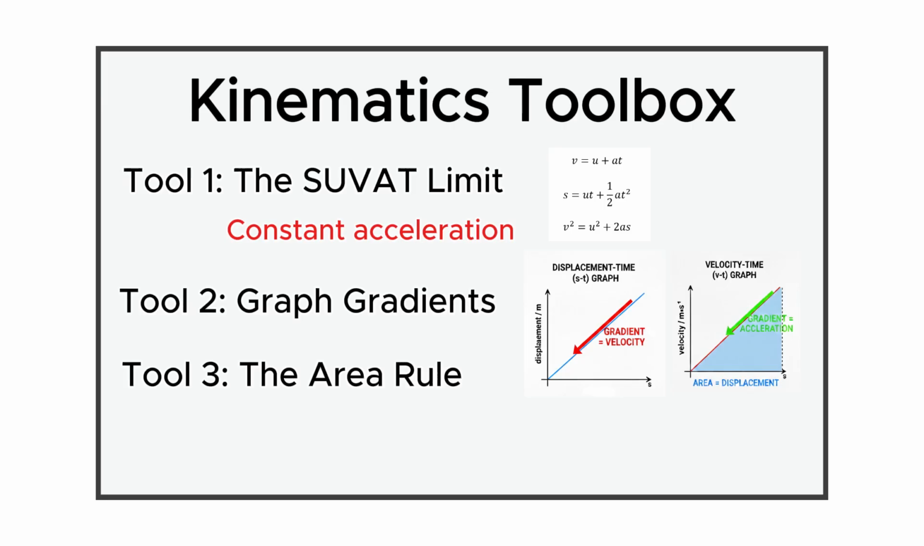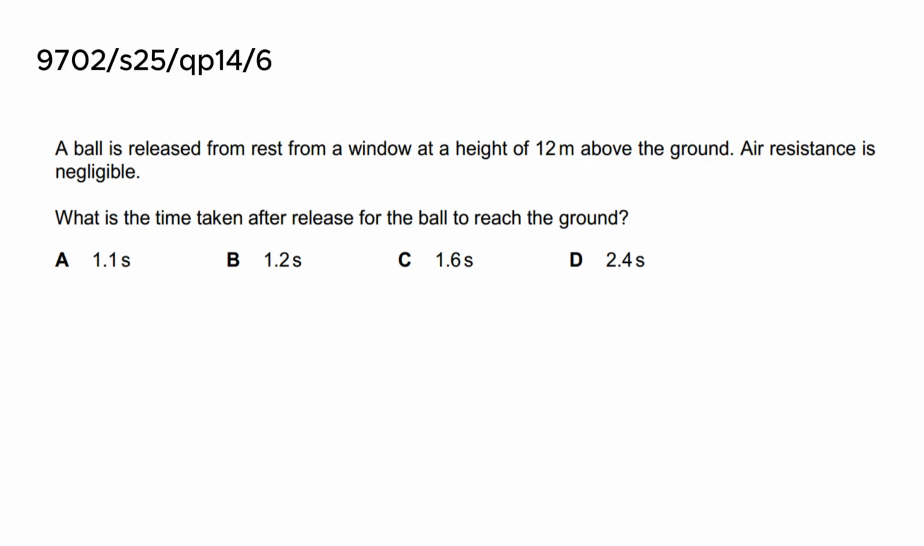Toolbox packed. Now, let's see how the 2025 examiners tried to trip you up. Starting with a pure calculation from paper 14. Here's the first question. We have a ball released from rest at 12 meters. Air resistance is negligible. They want the time to reach the ground.